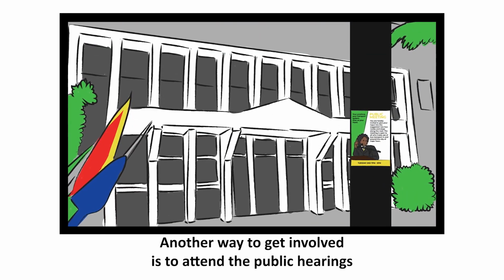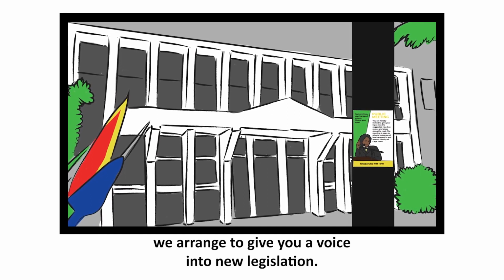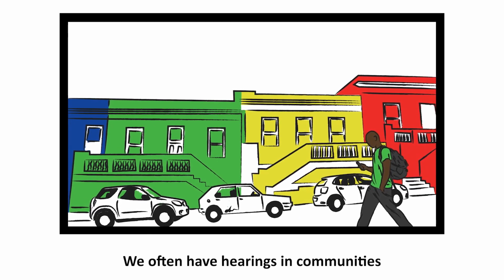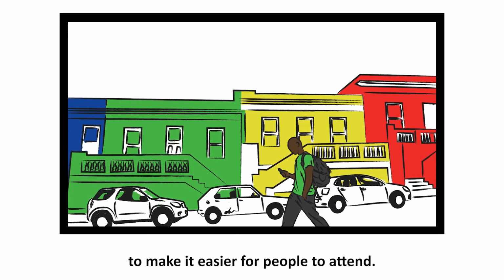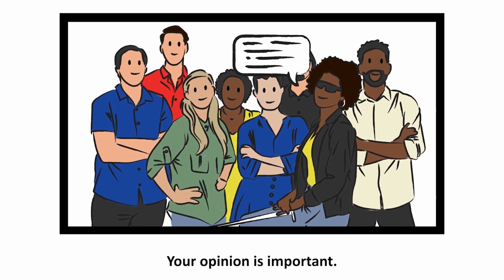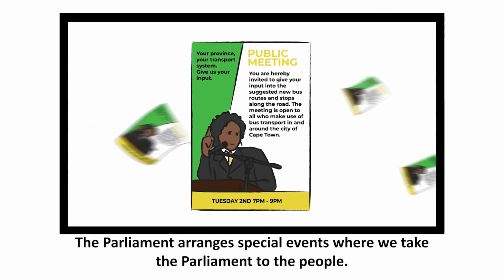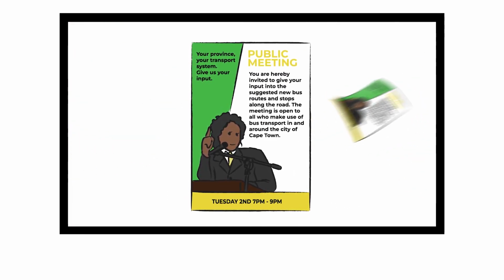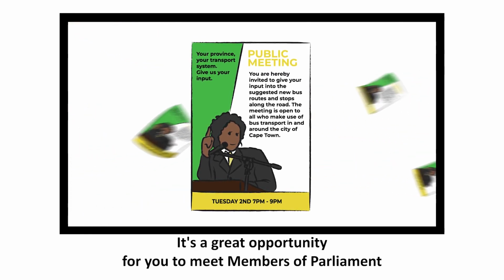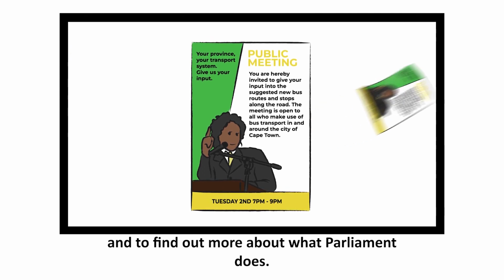Another way to get involved is to attend the public hearings we arrange to give you a voice into new legislation. We often have hearings in communities to make it easier for people to attend. If you want your voice heard, you should be in the meeting. Your opinion is important. The Parliament arranges special events where we take the Parliament to the people. We advertise these ahead of time. It's a great opportunity for you to meet members of Parliament and to find out more about what Parliament does.